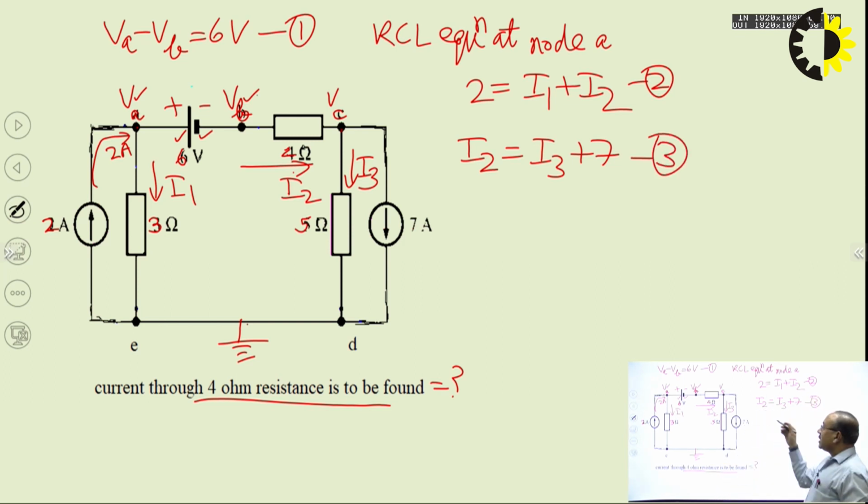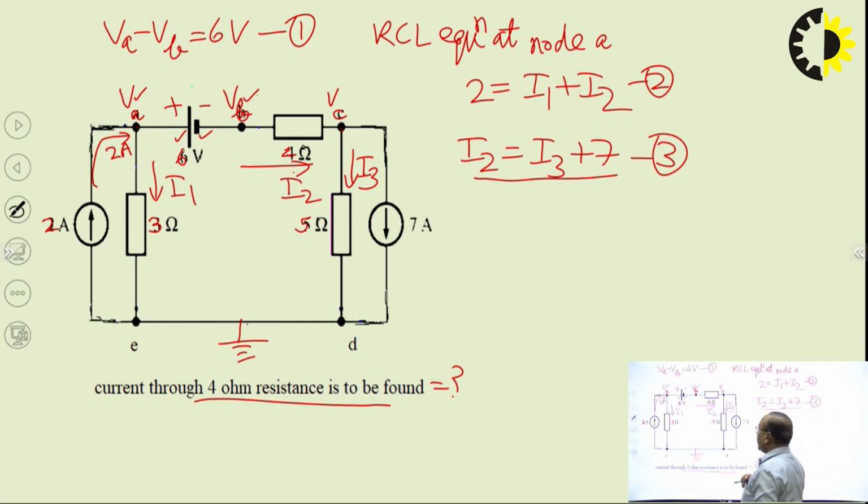So these are the KCL equations at node A and C. At node C, I2 is entering current, I3 and 7 ampere are leaving current. So this is the equation. Now we are to write the values of I1, I2 and I3 also. Then we will solve the equations.